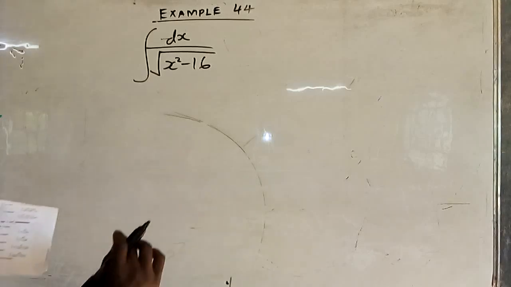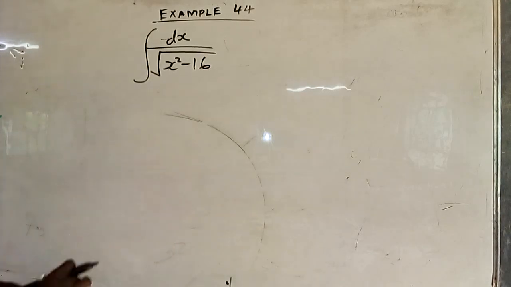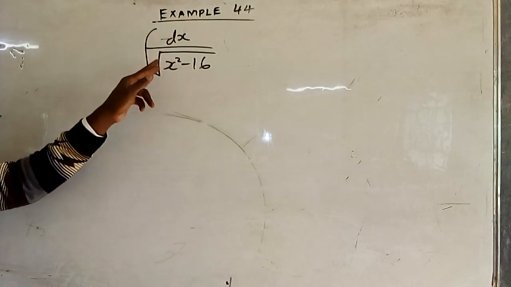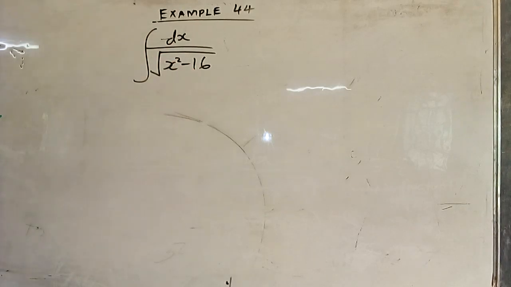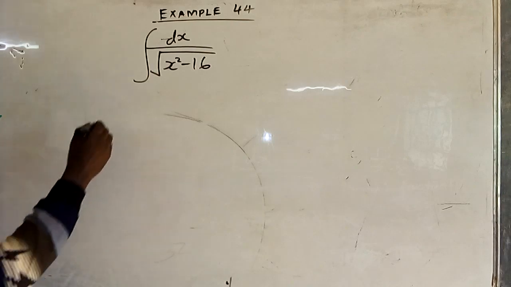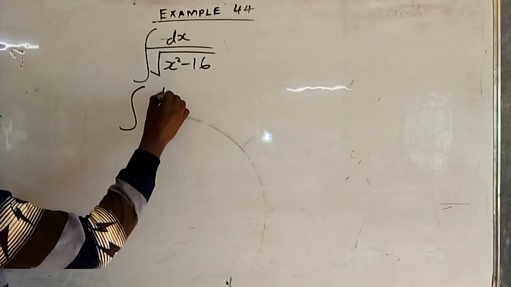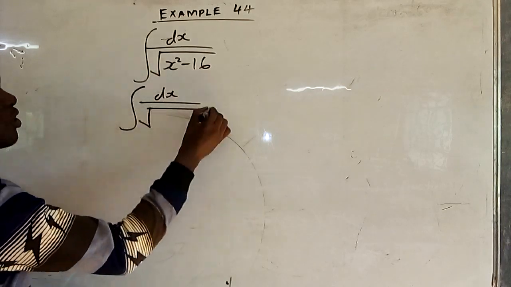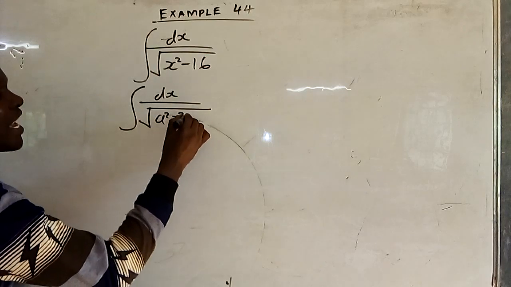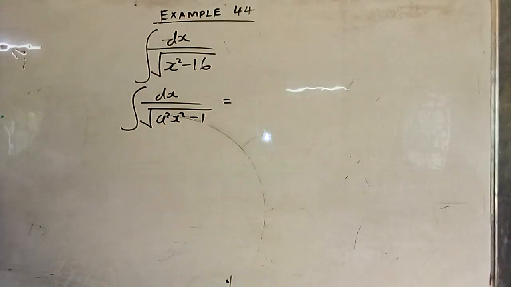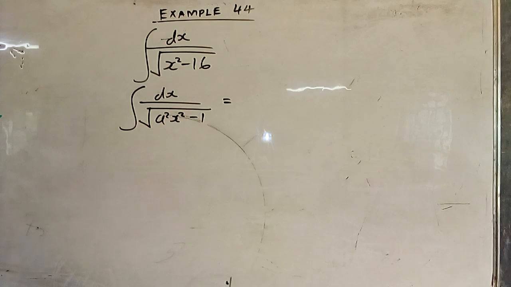This is example 44. Evaluate the integral of x over square root of x squared minus 16. Where were you getting square root of x squared minus 16? If you were given the integral of x over square root of x squared minus 1, can you recall that? Yes. Over the square root of x squared minus 1.